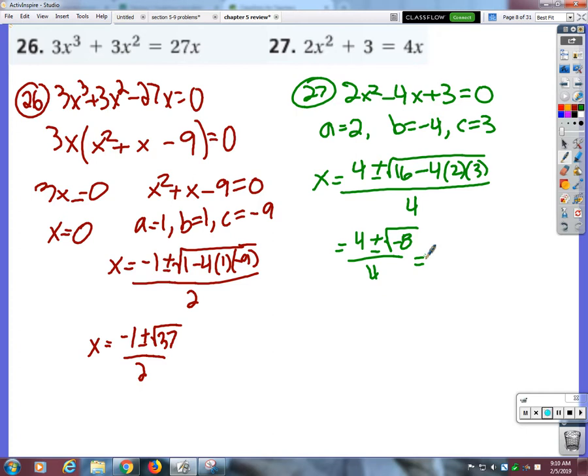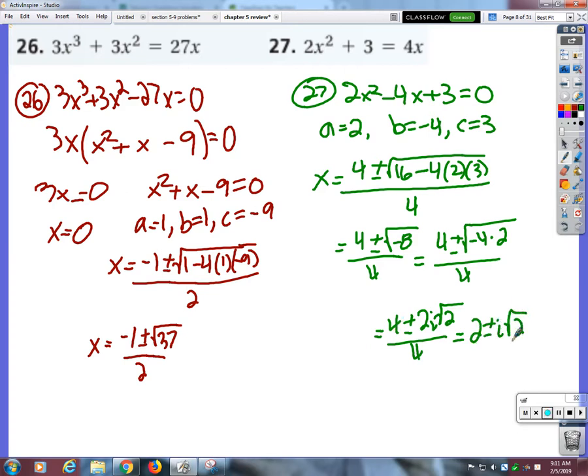What's a number that you know the square root of that goes into 8 evenly? 4. So I can rewrite this as 4 plus or minus the square root of negative 4 times 2 over 4. What's the square root of negative 4? Anybody? 2i. Good. And then the 2 stays underneath the square root. And then shiver me timbers. All of these numbers outside of the square root are divisible by 2. So I will reduce them all by 2. And this is my final answer.